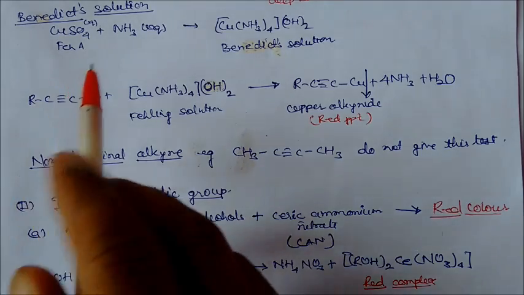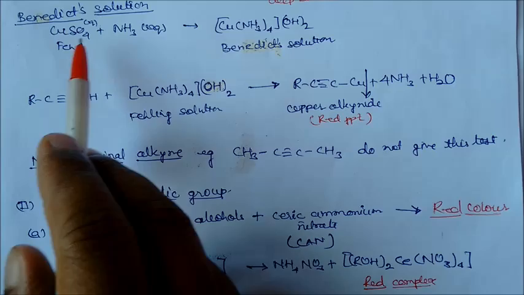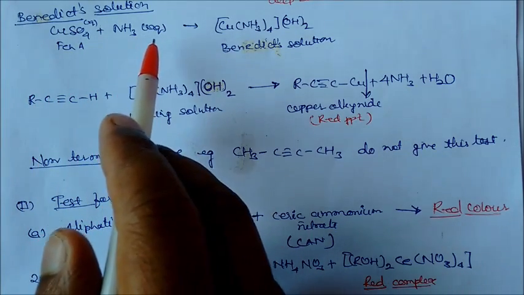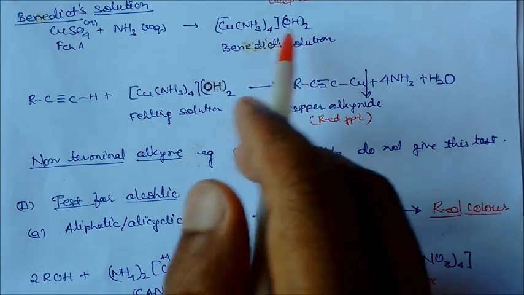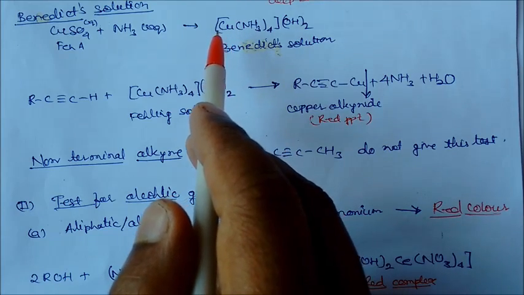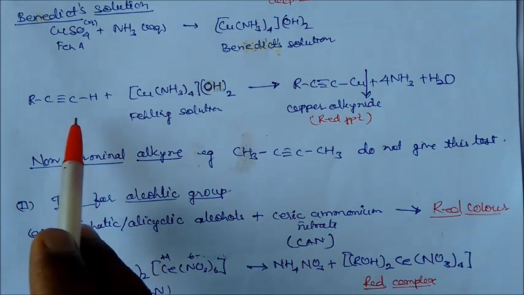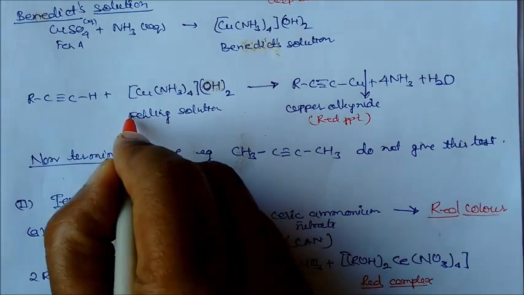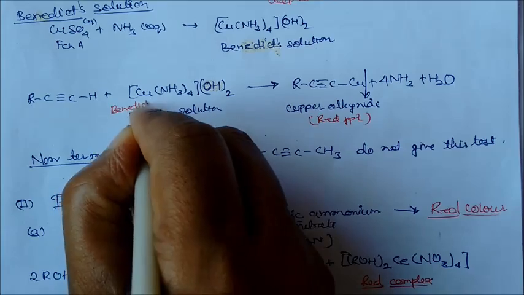Next is the Benedict solution. Benedict solution is actually a copper sulfate solution, which is also called Fehling's solution. In presence of aqueous ammonia, it will give you this Benedict solution. This is a complex solution of copper sulfate in which the copper 2 is the active ingredient, and it will participate in the reaction of terminal alkynes. So this is one example of terminal alkynes. Again, it is not Fehling's solution, it is actually the Benedict solution. So you can write here Benedict solution.